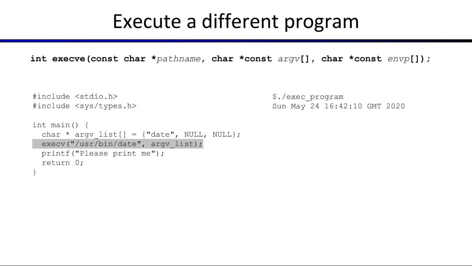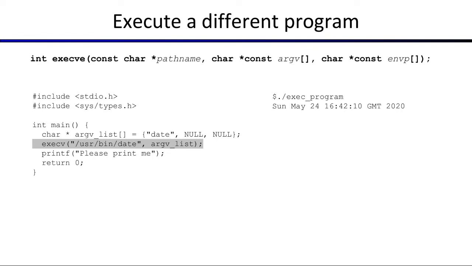And so let's try it here. We have a program main, and we passed some argument list for date. Now what I'm going to do in that line, execv, and this is the C library call, is I want to run the date program.